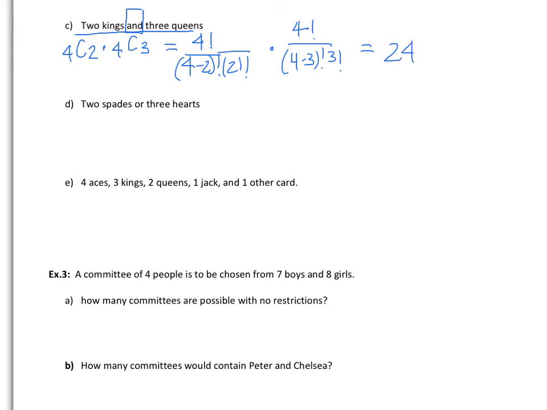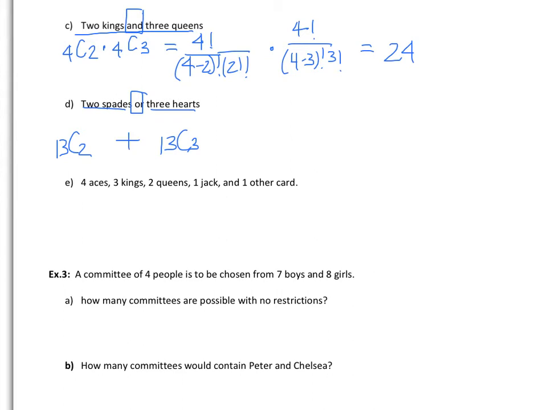Part D, 2 spades or 3 hearts. So for the 2 spades, there are 13 spades in the deck. We're choosing 2 of them, so 13 choose 2. For the 3 hearts, there are 13 hearts. We're choosing 3 of them, so it's 13 choose 3. Now because it's or and not and, we're going to add these 2 cases.